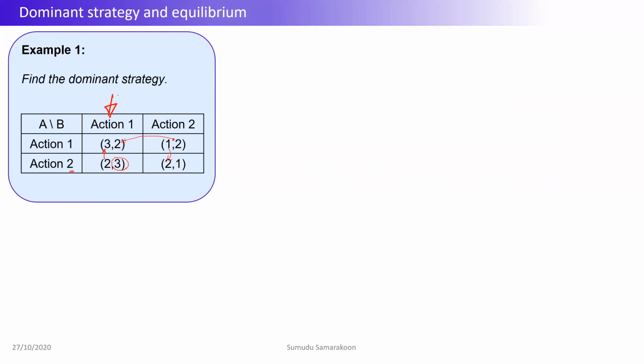Now we know B is going to stick with this. So if B is going to stick with this, what is A going to do? He's going to pick this one, right? Because that is where A gets the most. So the dominant strategy is A playing action 1 and B playing action 1.